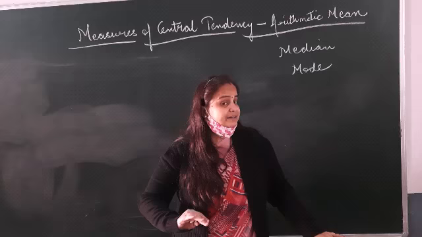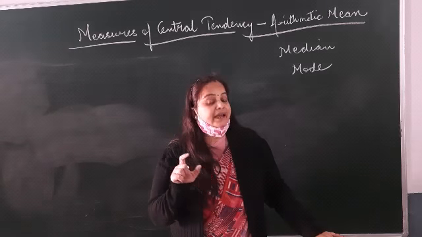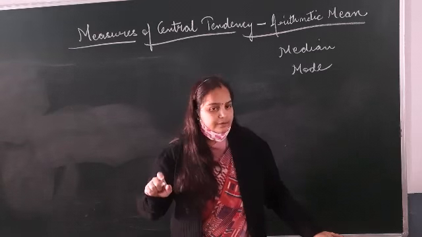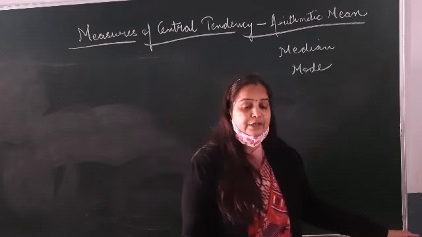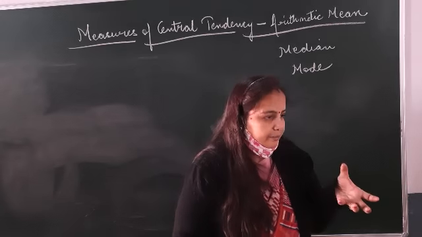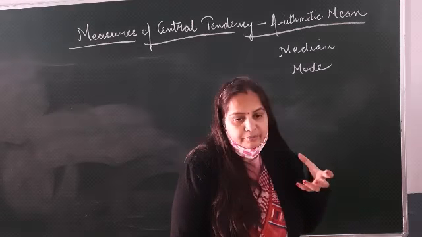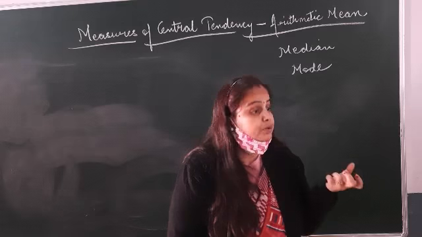You have to write all 6 points because you don't have to write down the explanation in the exam. Only headings you have to write down. Next is requisites of a measure of central tendency. Requisite means the requirements of a measure of central tendency, what is necessary.